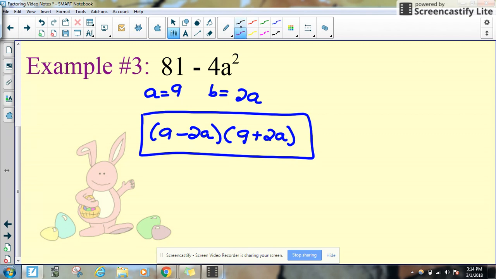All right, so that is the difference of two squares. And the easiest way to identify that you need to use it is when the problem has exactly 2 terms that are both perfect squares and a minus sign in the middle. All right?